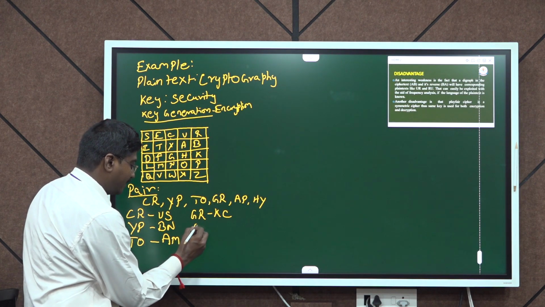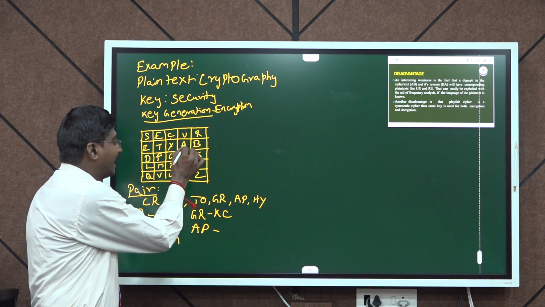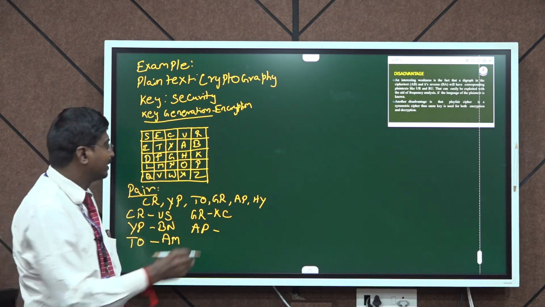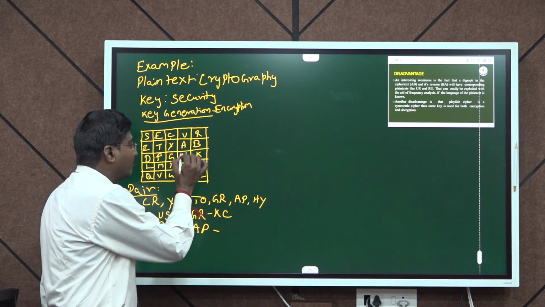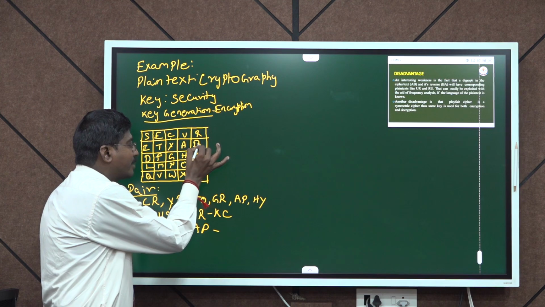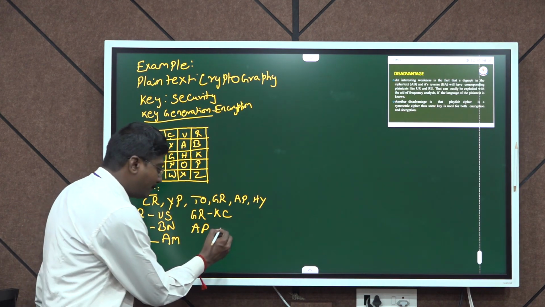Next is AP. Where is A present? A is present here, P is present here. Once again it is not present in the same row or same column, so we form a rectangle and we meet at B and O. Instead of AP we get BO.